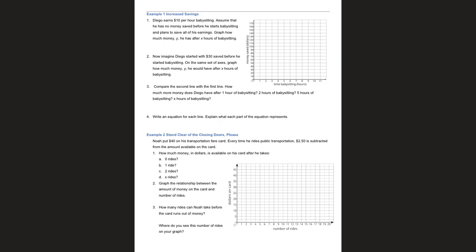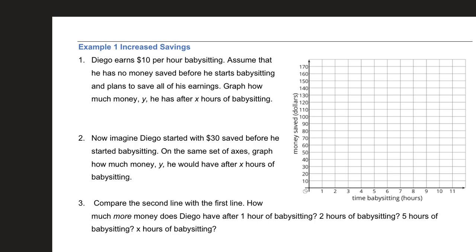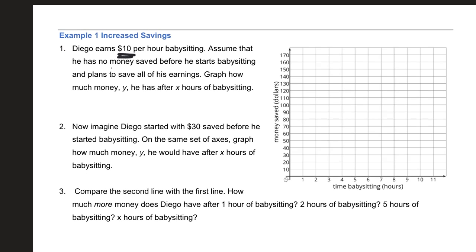On this page, we have our problem, and it says that Diego earns $10 babysitting per hour. We want to assume that he has no money saved before he starts babysitting and plans to save all of his earnings. We want to graph how much money, y, he has after x hours of babysitting.